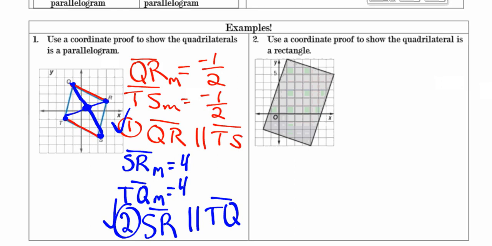What do we need to show, sir? Any questions on that one before we go on? What do we need to show for something to be a rectangle? Say one more time, sorry.